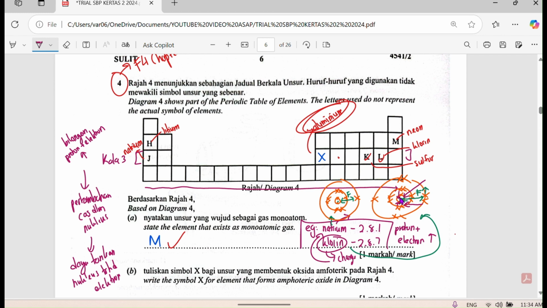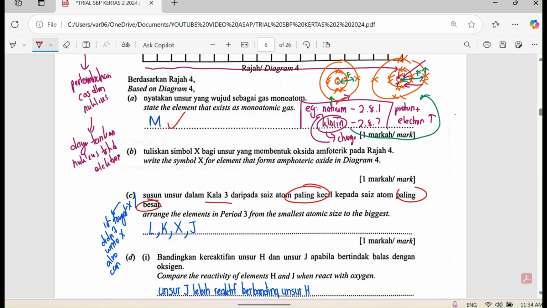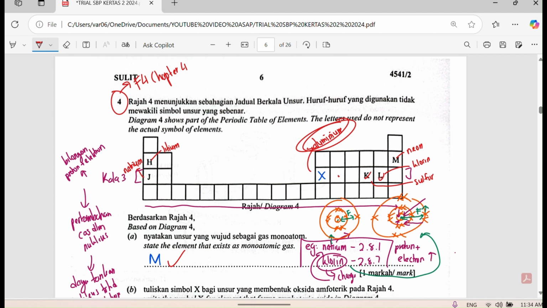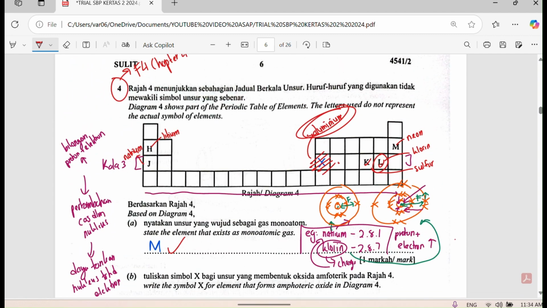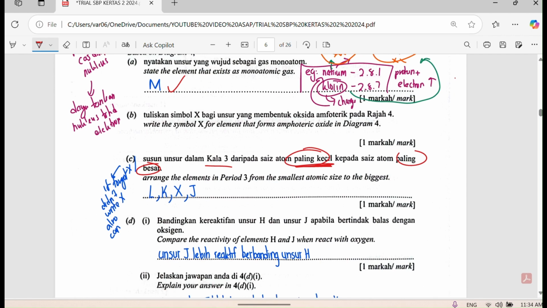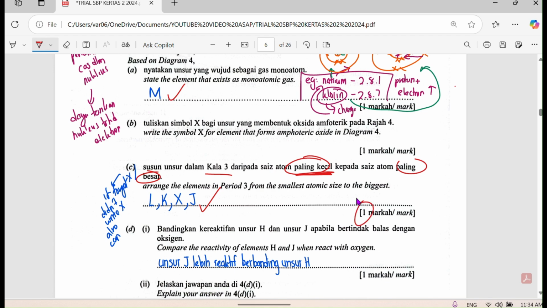So that is why when you move from left to right in period 3, the size of the atom reduces. Now, going back to the question. Susun unsur dalam kala 3 daripada saiz atom paling kecil kepada paling besar. So, L paling kecil diikuti K, X, J. But if let's say you never write X, also can, because X is given in the question. But better for you to write X.